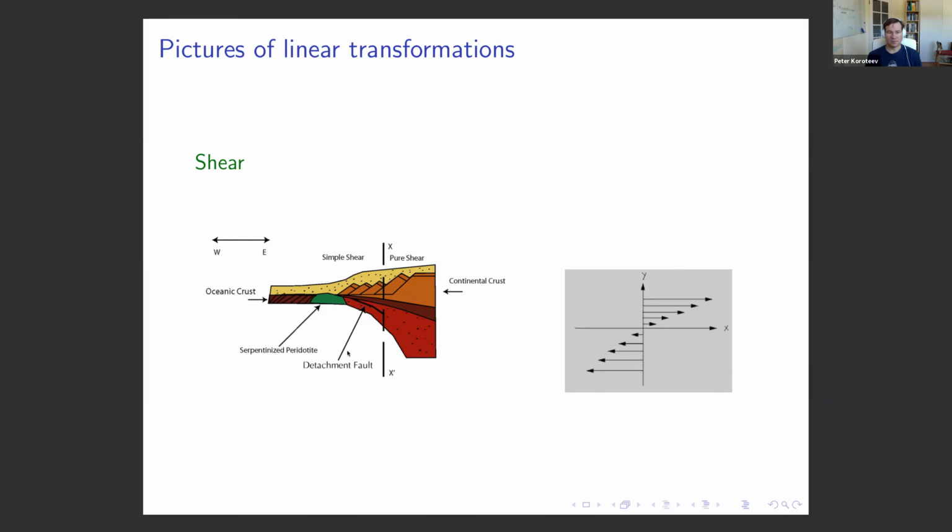And then, for example, here in California, you have the Pacific Ocean plate meeting the continental plate, and there is a lot of shear motion here. So the continental crust on top moves in this direction, and the oceanic crust dives under the continental crust, and basically the further you go, the longer is the shift. So it's called shear transformation.